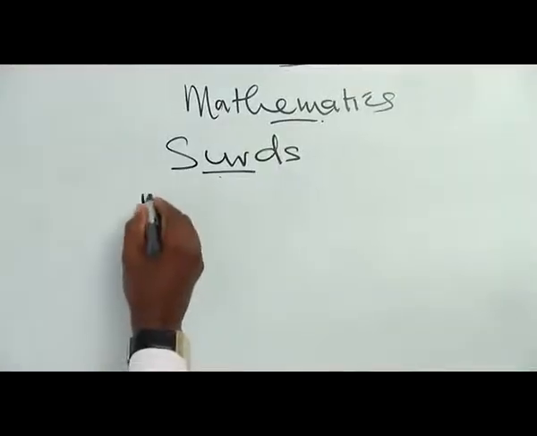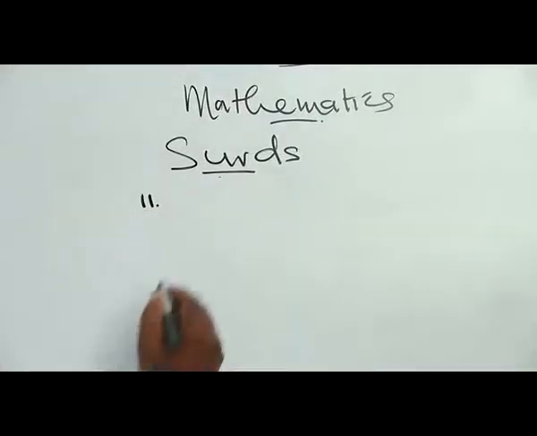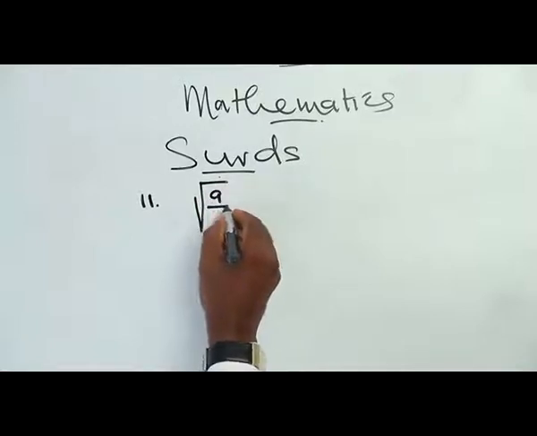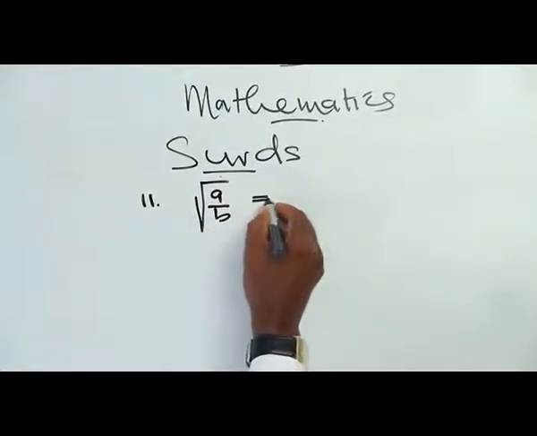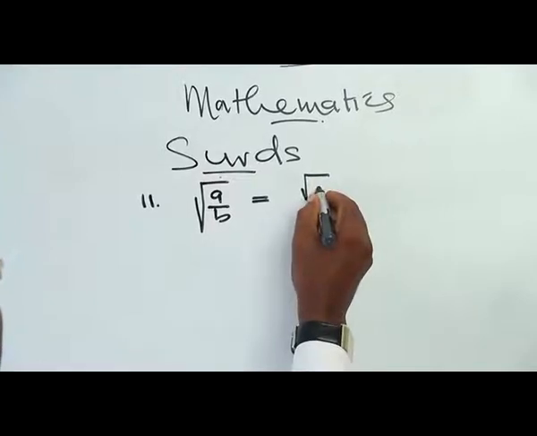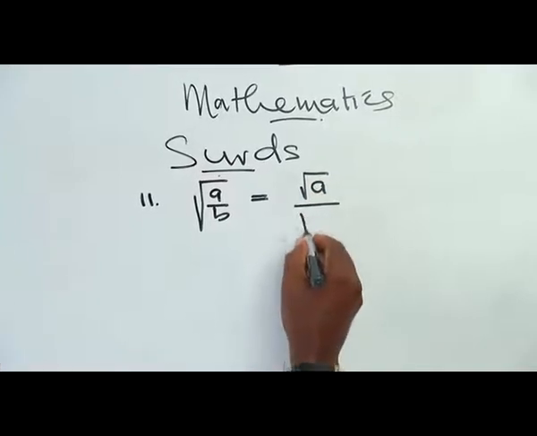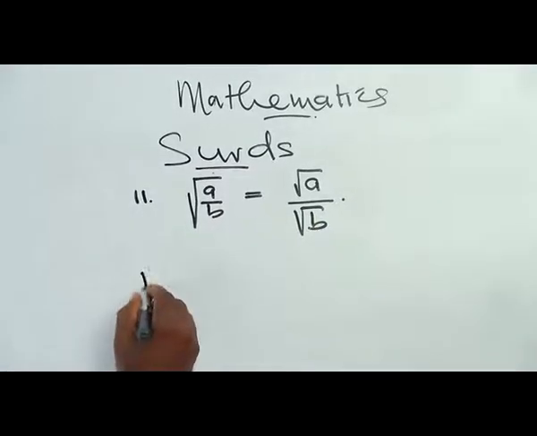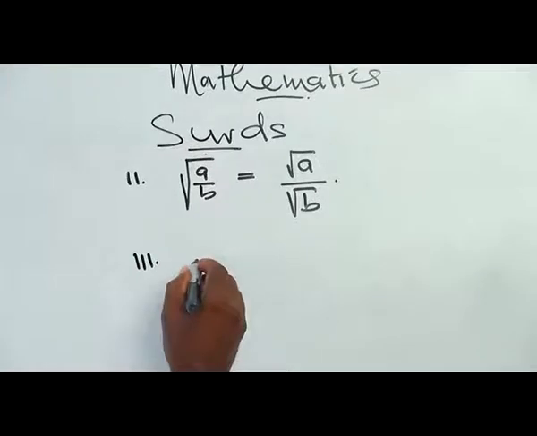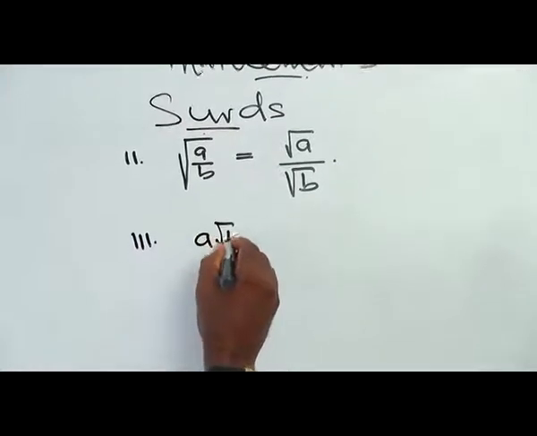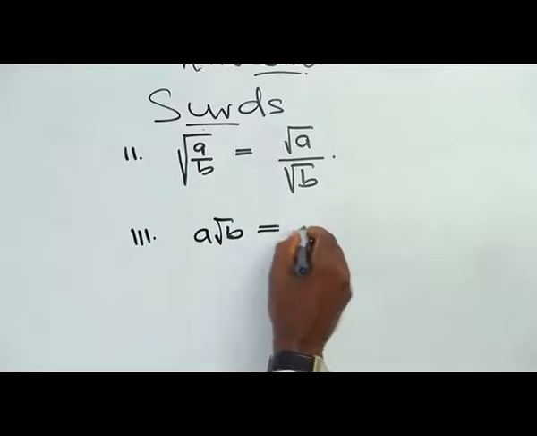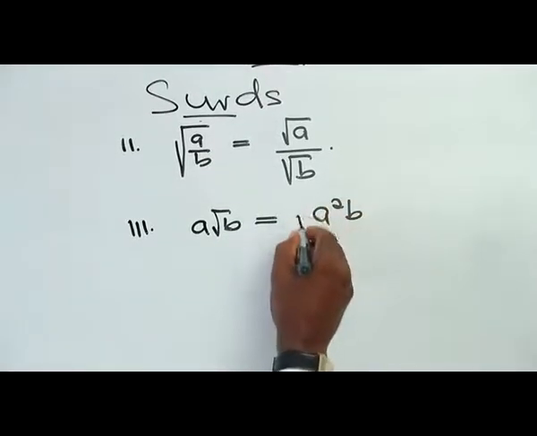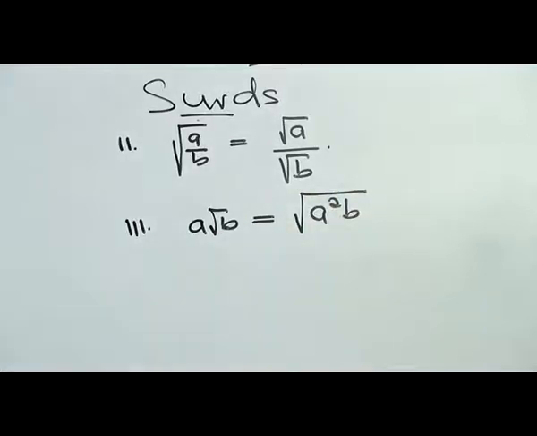Let's take the second rule, rule 2. If you have the square root of A all over B is the same thing as the square root of A all over the square root of B. Rule number 3. A root B is the same thing as A squared times B all over square root.